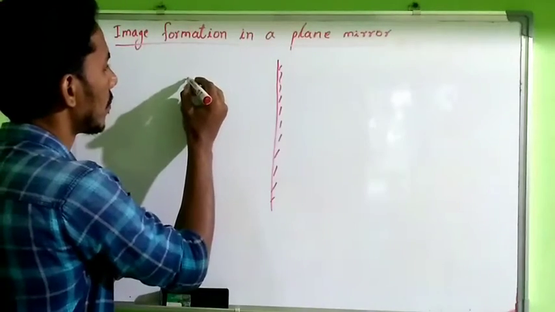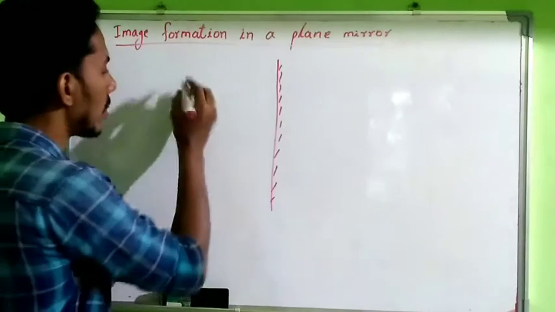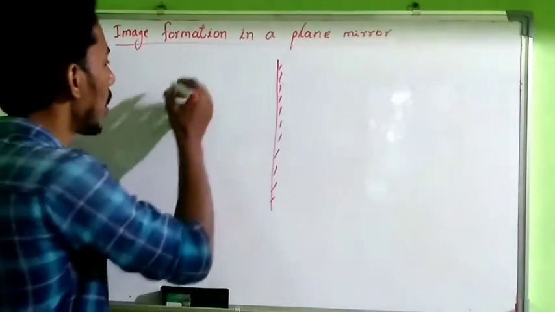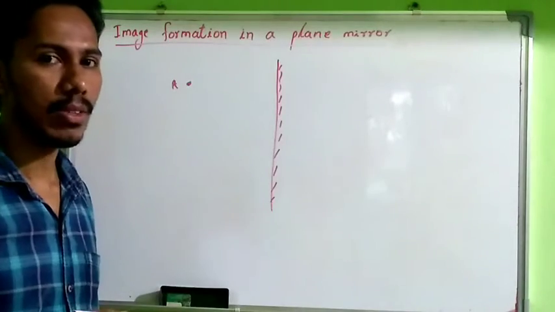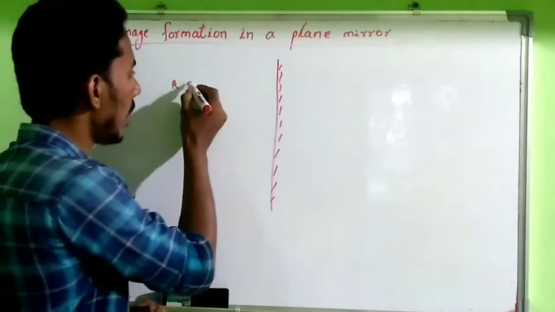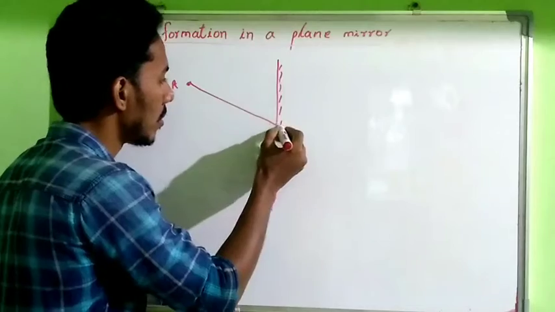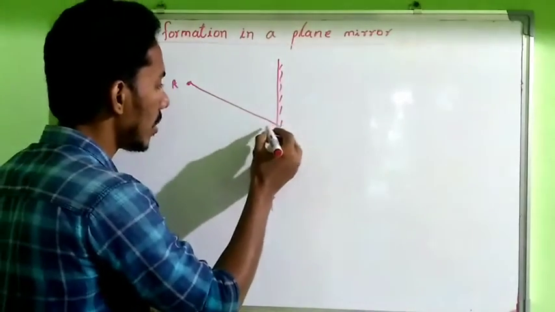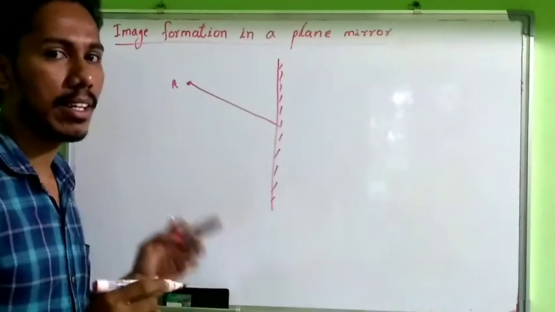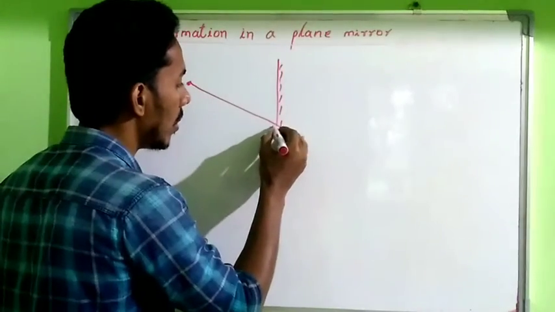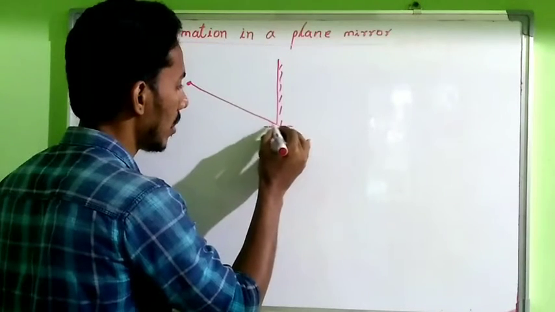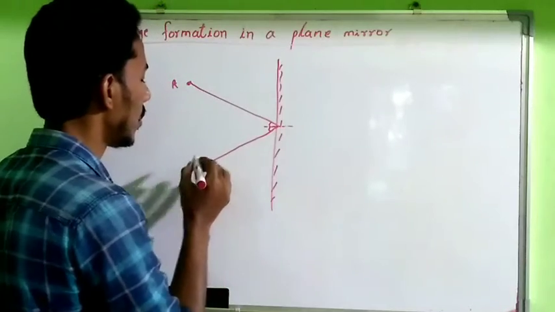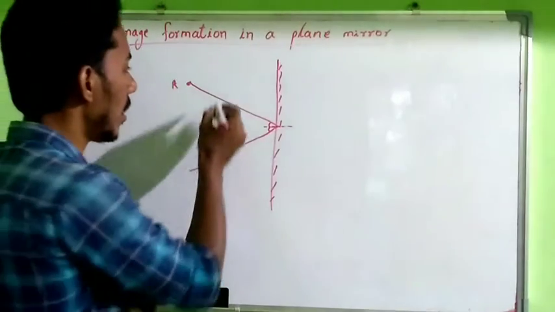It's an object. There is a flame or a pen or any object. The object, you can mark it as A. Okay. Then a ray of light hits this smooth surface and is reflected back by obeying the law of reflection. The law of reflection: incident angle should be equal to reflected angle. This is the first ray.